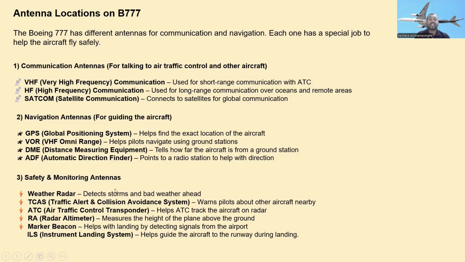Next one, safety monitoring antennas. You can see weather radar detects storms and bad weather ahead. The TCAS is the traffic alert and collision avoidance system, which warns pilots about other aircraft nearby. And the ATC air traffic control transponder helps ATC track the aircraft on radar.